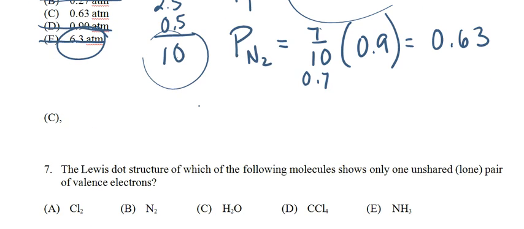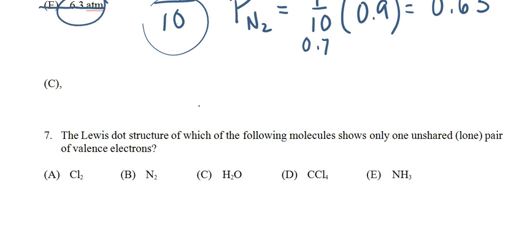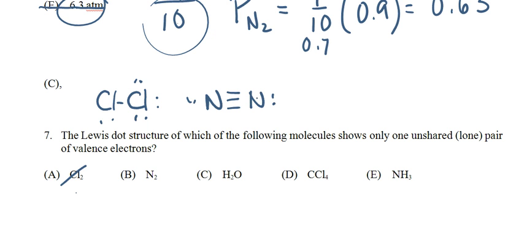All right. Number 7, the Lewis dot structure of which of the following molecules shows only one unshared pair of valence electrons. All right. So looking at chlorine, if you need to draw it real quick. Okay, well, we have a bunch of unpaired. I can stop right there. That one's out. Looking at nitrogen, I know it has a triple bond. Lone pair, that one's out.